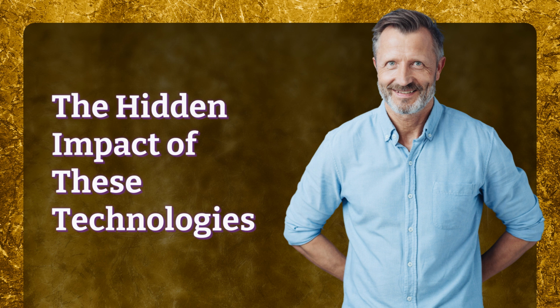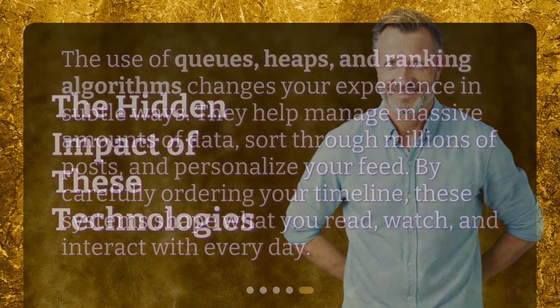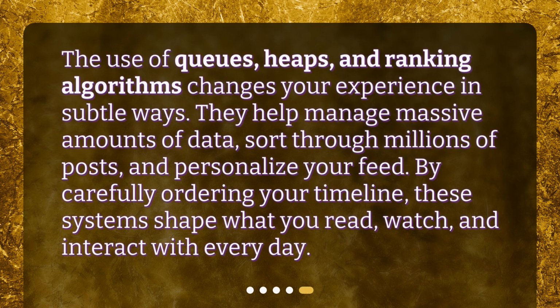The hidden impact of these technologies. The use of queues, heaps, and ranking algorithms changes your experience in subtle ways. They help manage massive amounts of data, sort through millions of posts, and personalize your feed. By carefully ordering your timeline, these systems shape what you read, watch, and interact with every day.